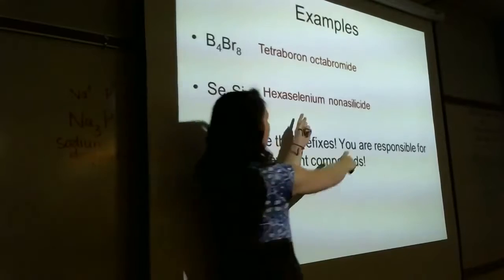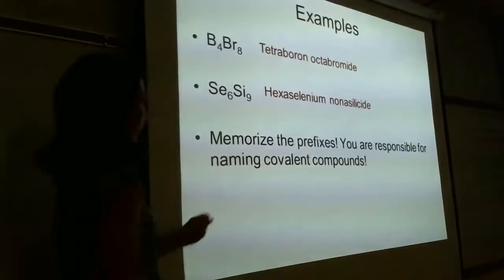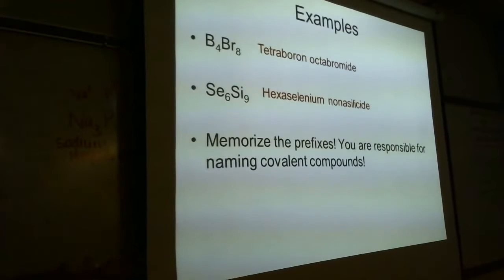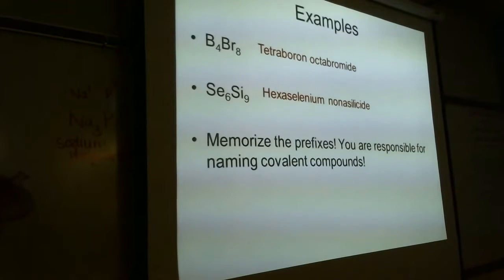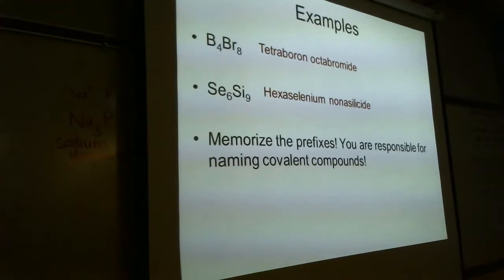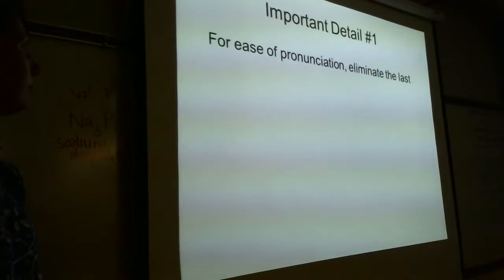Or you can look at the periodic table, right? Selenium and silicon, both nonmetals, that's a giveaway too. And if I asked you what type of bonding it was, you can look either from the formula, Se, Si, or from the prefixes. Both of those would tell you you're dealing with covalent nomenclature here.